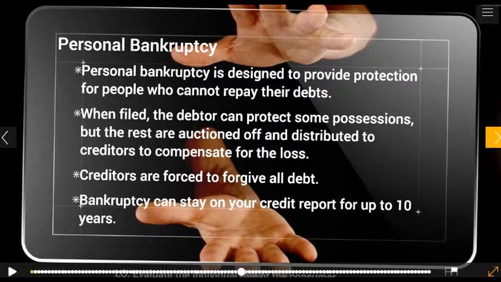Personal bankruptcy. Personal bankruptcy is designed to provide protection for people who cannot repay their debts. When filed, the debtor can protect some possessions, but the rest are auctioned off and distributed to creditors to compensate for the loss. Creditors are forced to forgive all debt. Bankruptcy can stay on your credit record for up to 10 years.